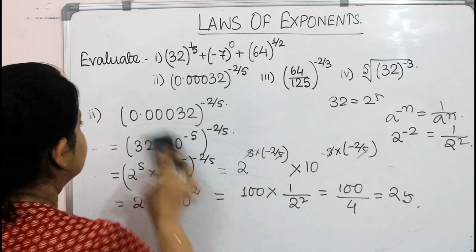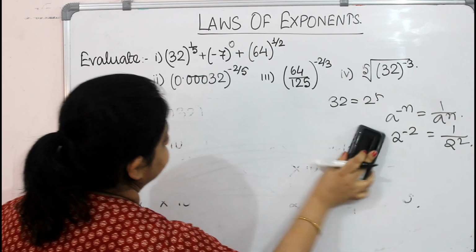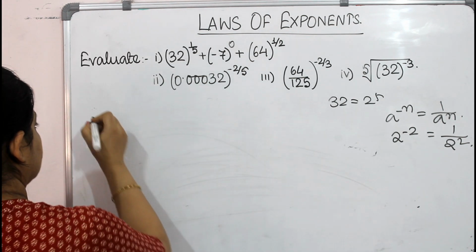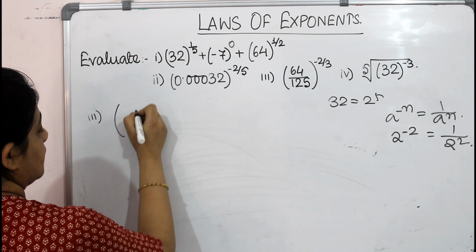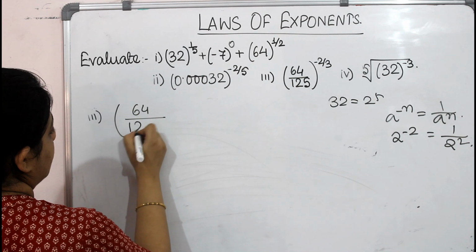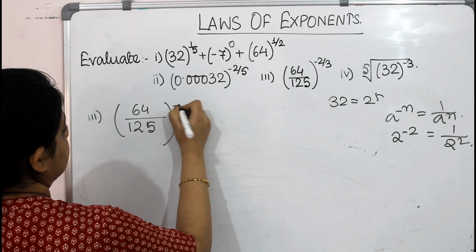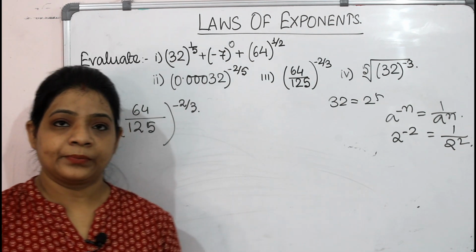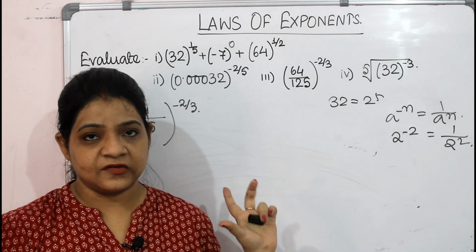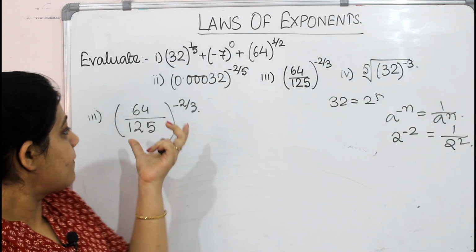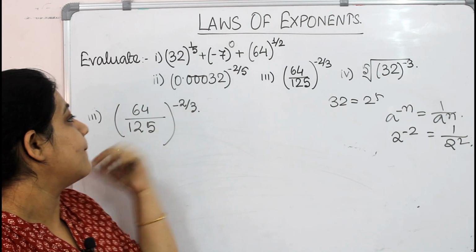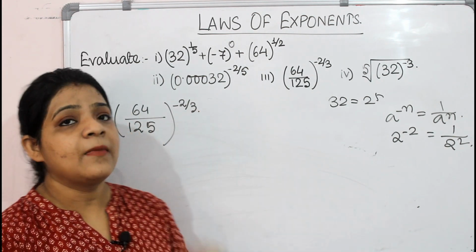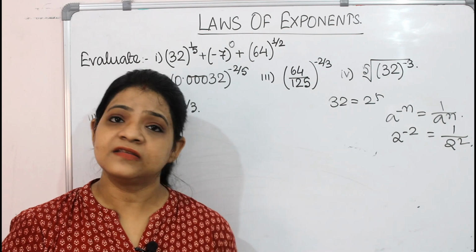Okay, so the third sum is 64 by 125 to the power of minus 2 by 3. Okay, now, so this is the expression you have. From this it is evident that both of them have power. Since it is a division, both of them have the same power.